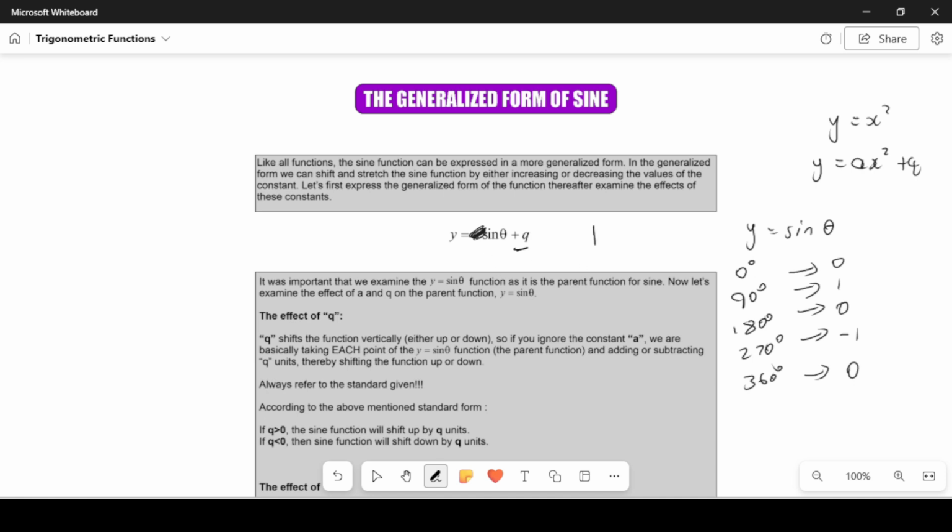Okay? Remember, let's go back to the sketch, quick sketch. There it is here. 0, 180, 360. In between 180 and 360 is 270. In between 180 and 0 is 90. Right? So that's how we get 1 and minus 1 here.